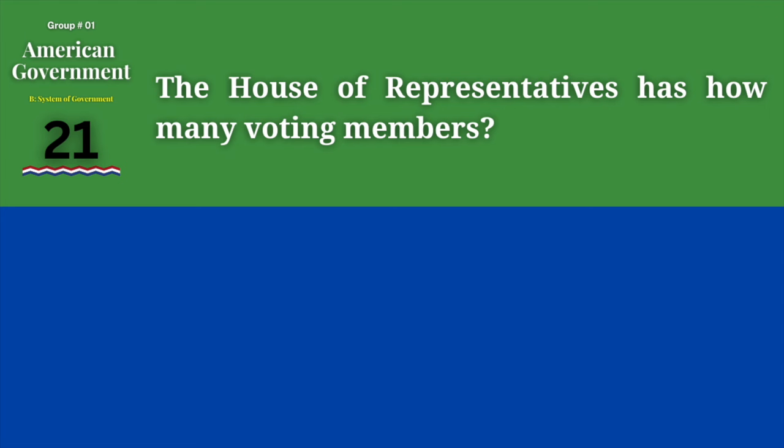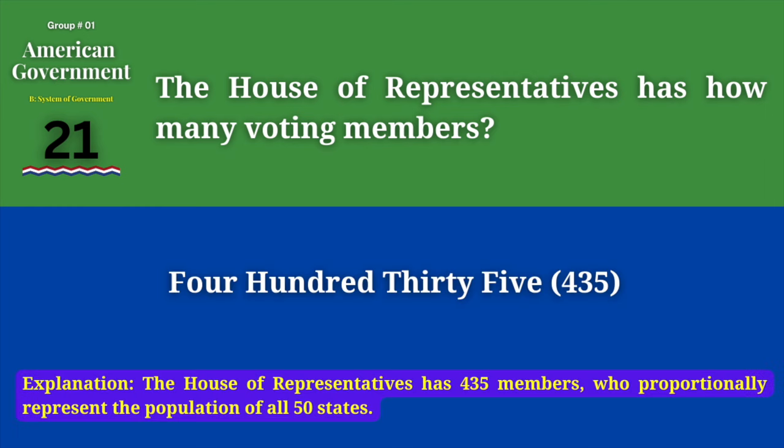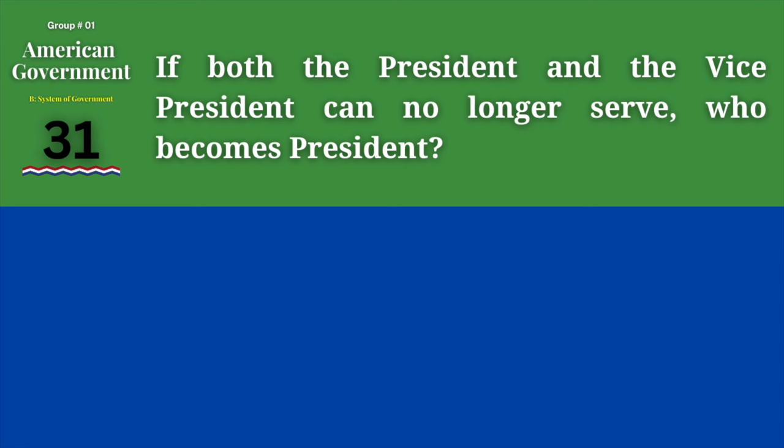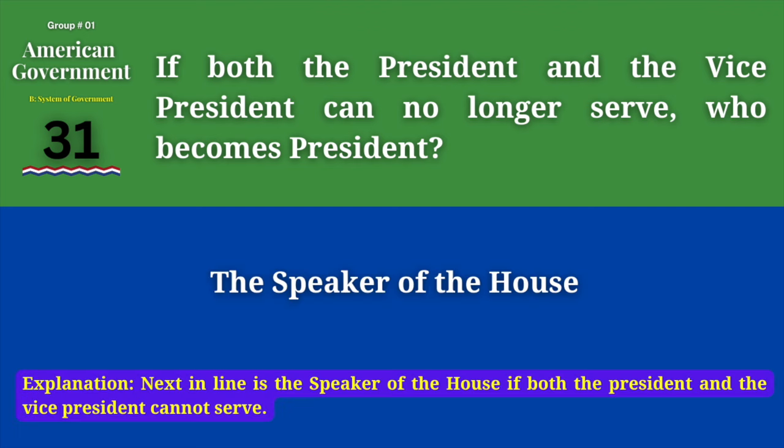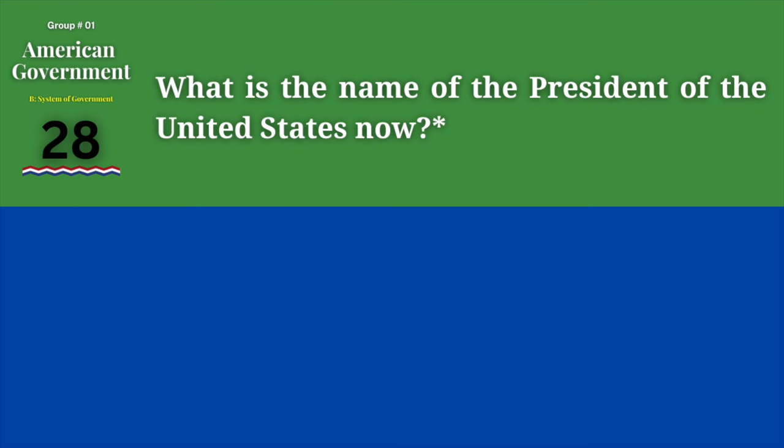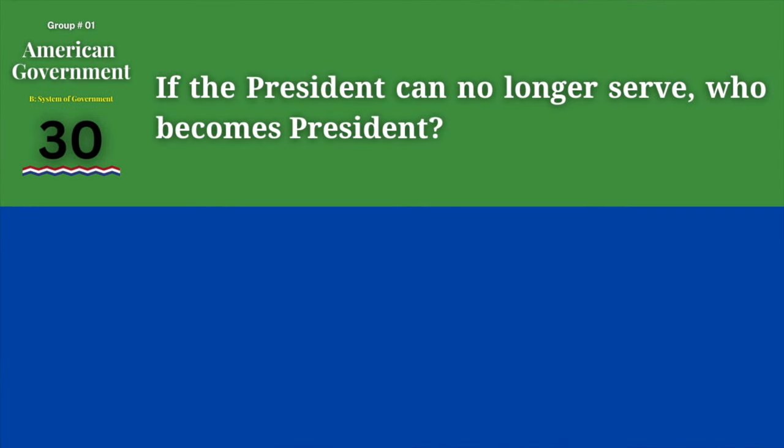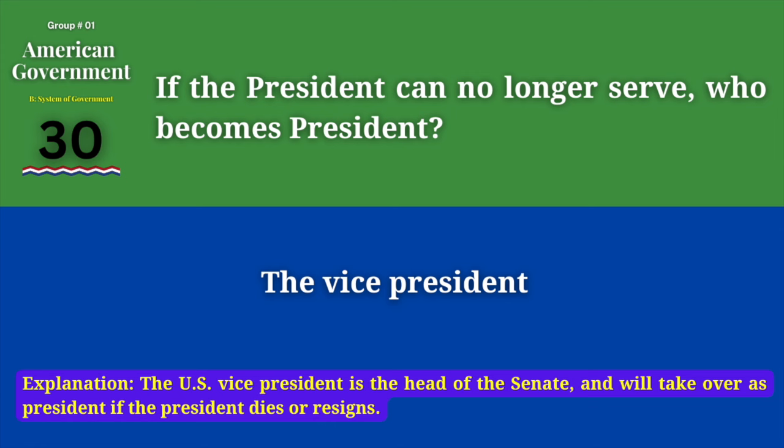The House of Representatives has how many voting members? 435. If both the president and the vice president can no longer serve, who becomes president? The Speaker of the House. What is the name of the President of the United States now? Joe Biden. If the President can no longer serve, who becomes President? The Vice President.